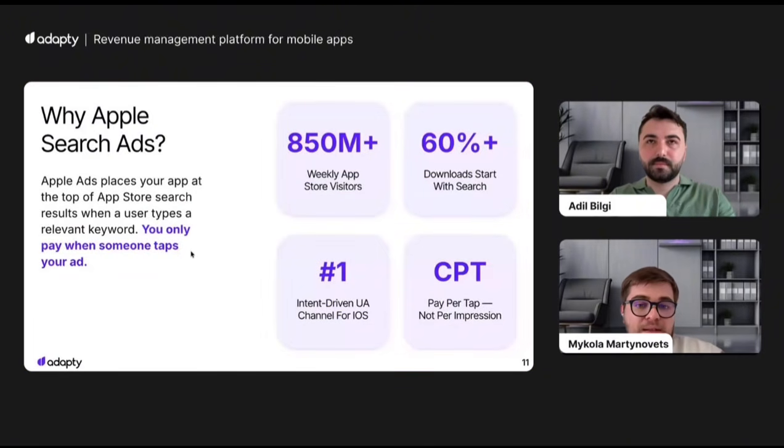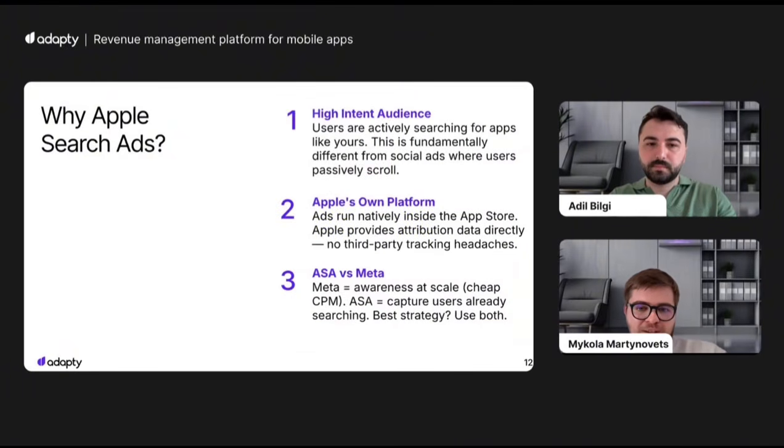And if we talk about the numbers, 850 million users search for applications and use the App Store every week, and more than 60% of downloads start with a search. It's not a niche channel, it's the primary way. And I think it's even the most natural way users discover iOS applications nowadays. The benefit of this channel is that the attribution is really clean. It's Apple's own channel, and Apple has the AdServices attribution framework and gives all the attribution data directly to Adapty. No third-party tracking, no discrepancies, no modeling, and you see what is really happening.